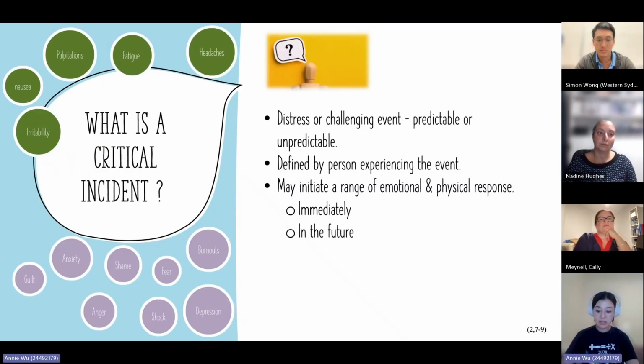So critical incidents: any event that is significant enough to overwhelm the person's normal coping mechanism. It is actually defined by the person experiencing the event. It could be something that's not traumatic to you, but it is really traumatic to somebody else. So you can't think of it as, wow, that's a really bad incident. I'm very affected by it. Doesn't mean your peers are, or it doesn't mean your peers are not. And you can feel these things immediately or even in the future.